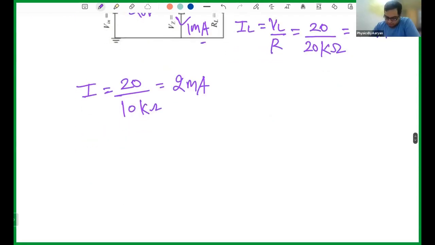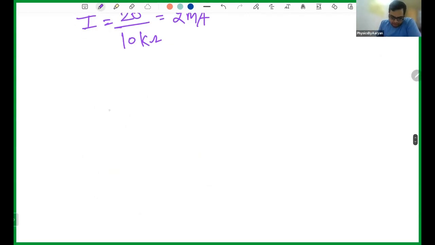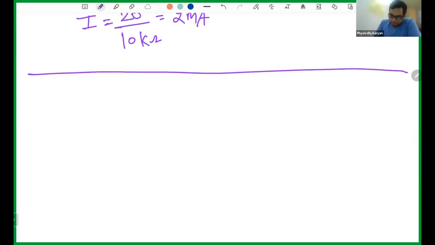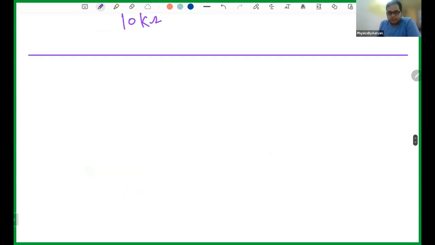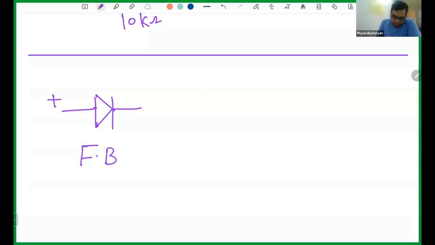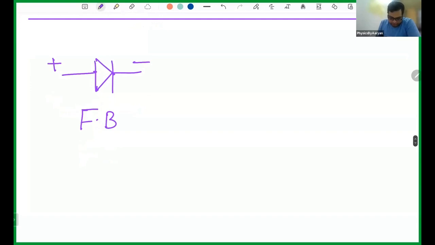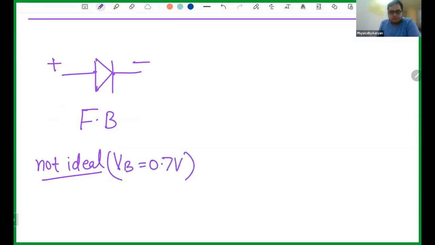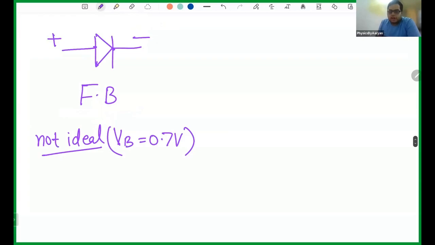Okay. So if it is clear, let me explain some of the basic rules more before I jump into the problems. A very simple rule is, this is your diode. Let's forward bias it. If I forward bias it, I will apply positive here and negative here. Let's say it is not ideal, and I have given its potential barrier as 0.7 volt. This is not an ideal diode. Its potential barrier is 0.7 volt.